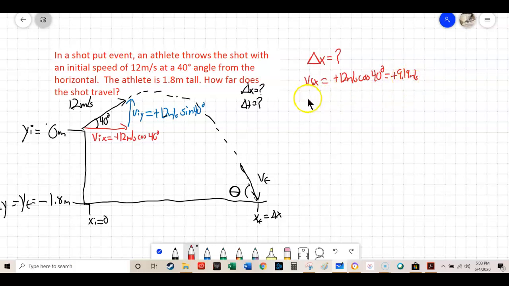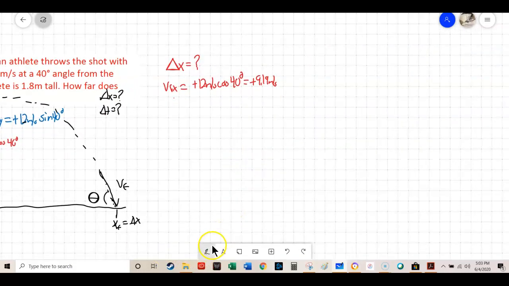All right. And it launched to the right at 9.19 meters per second. And all right, so that's pretty much all of our x direction stuff. Our y direction stuff we're going to do over here.